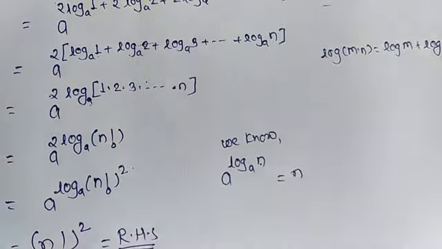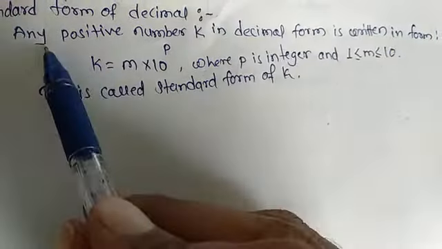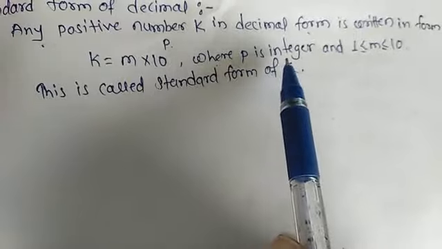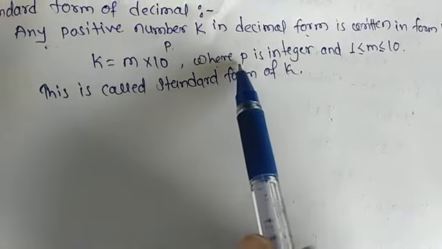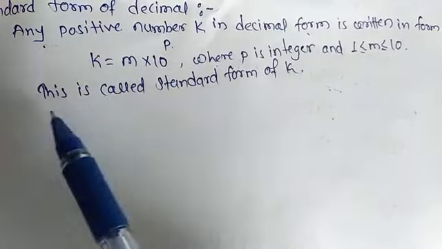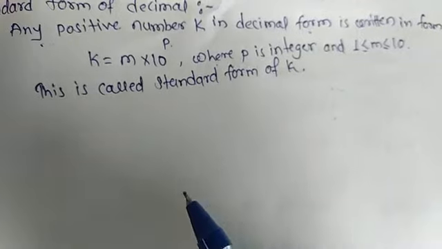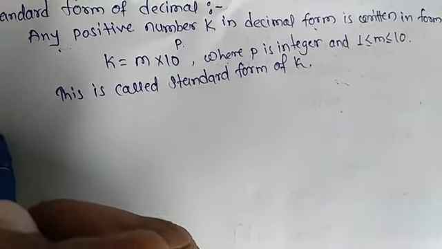Now next point is standard form of a decimal. Any positive number k in decimal form is written in the form k is equal to m into 10 raised to p, where p is an integer and m satisfies 1 less than or equal to m less than 10. This is called the standard form of k, or standard form of a decimal. For this we consider some examples.